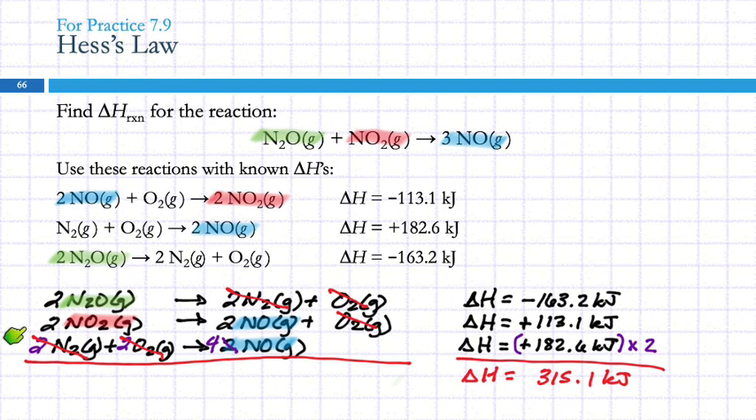And so when I add this together, I get 2 N2O gas plus 2 NO2 gas is going to make, I've got 2 here and 4 there, that makes 6. 6? No. Oops.